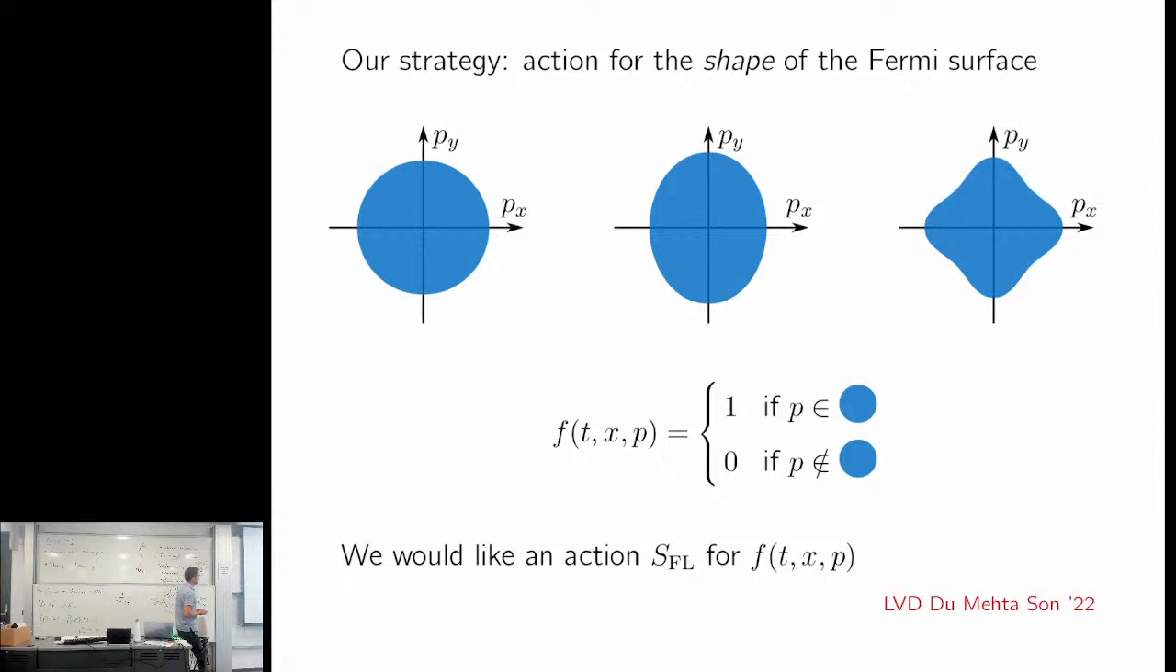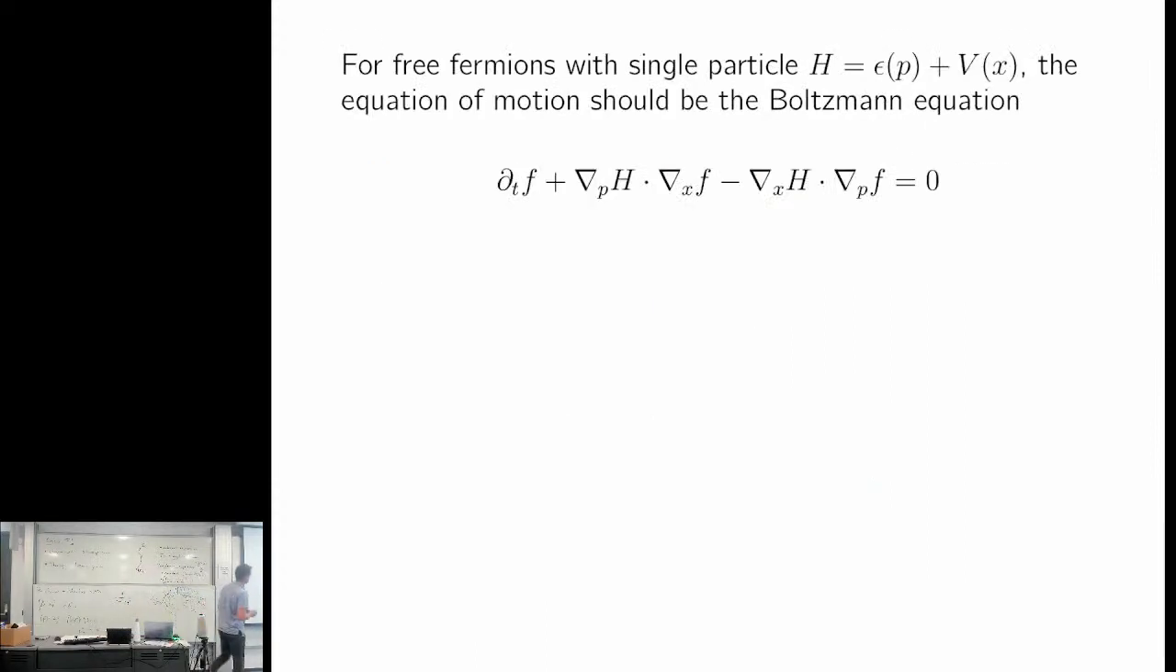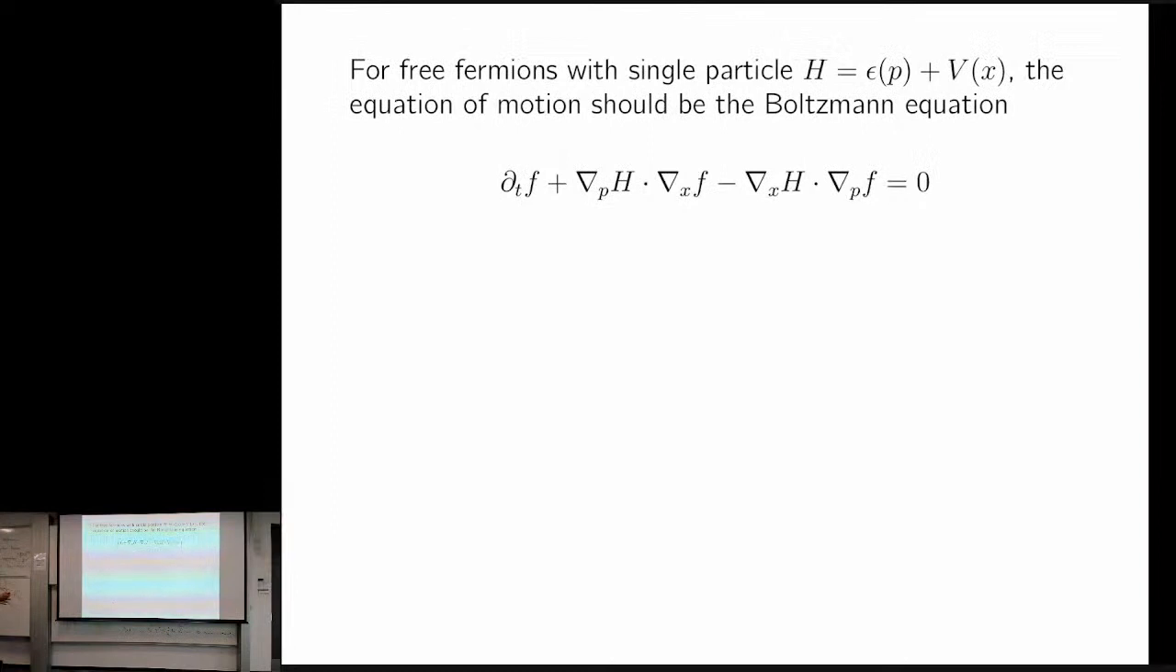So this is our degree of freedom, and in this free fermion warm-up, we already know what the goal is. We have to figure out an action whose equation of motion will be the collisionless Boltzmann equation. Here I generalize just a little bit to add a potential that depends on x, so that there's an extra force term in the Boltzmann equation. This is just the collisionless Boltzmann equation.